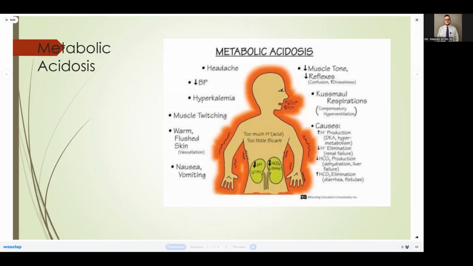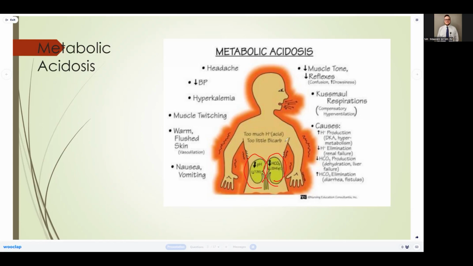So a bicarb that's going to be low is what you're looking at, so less than 22, and usually a low pH, because basically there's just not enough bicarb is what we're saying here. So metabolic acidosis: low pH, low bicarb.